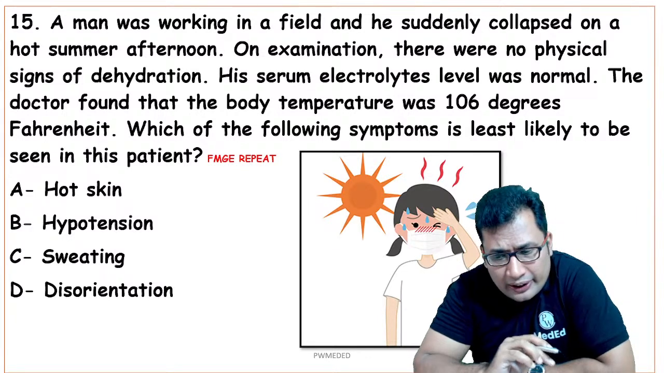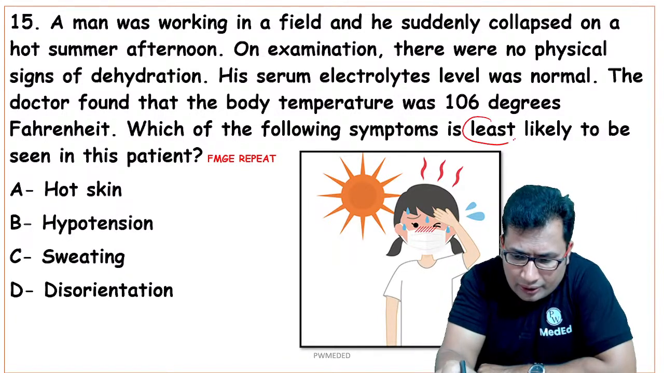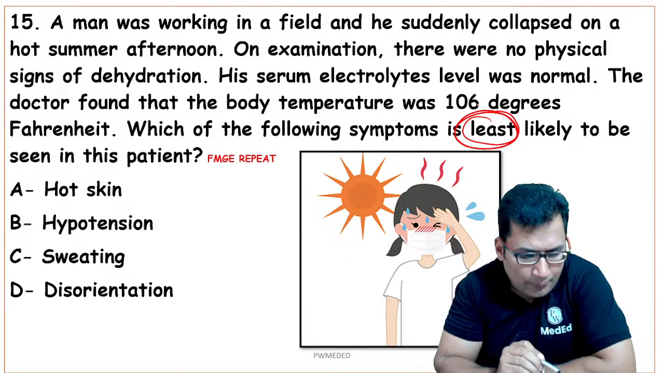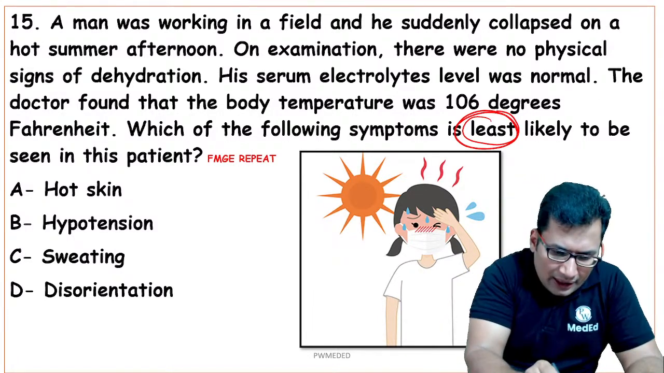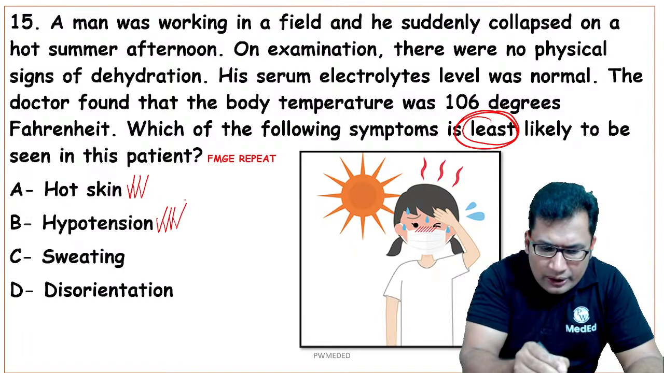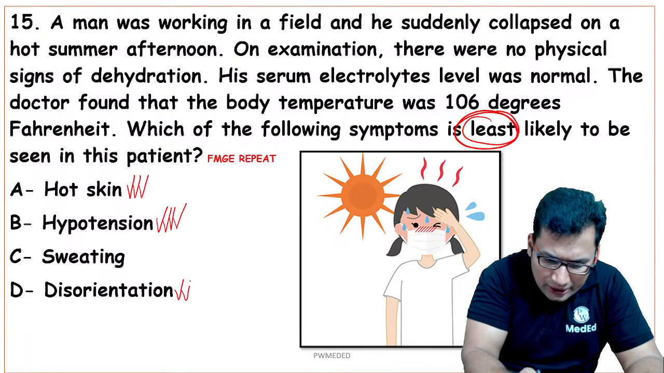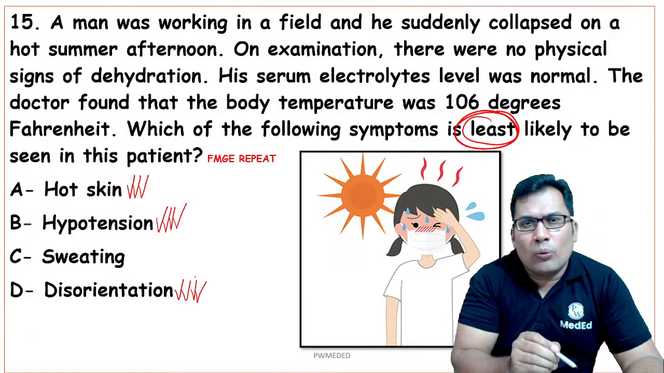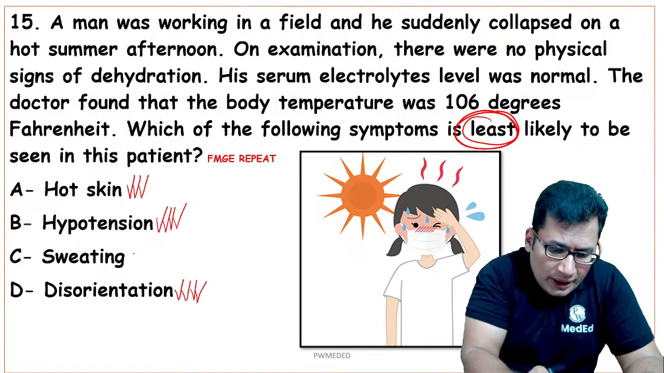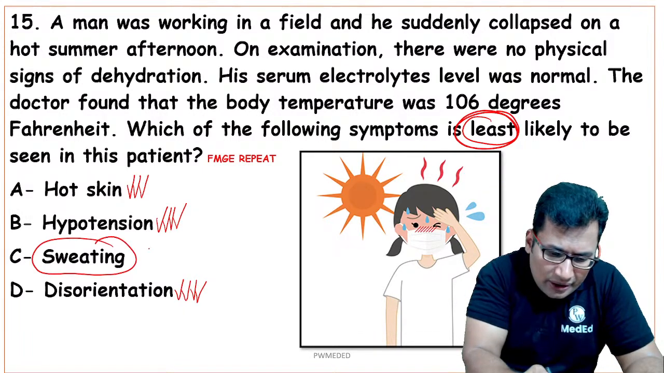Which of the following is least likely present? Hot skin is commonly seen. Hypotension is also commonly seen. Disorientation is also seen. Which is the least common? Your answer should be sweating, because sweating is almost absent.